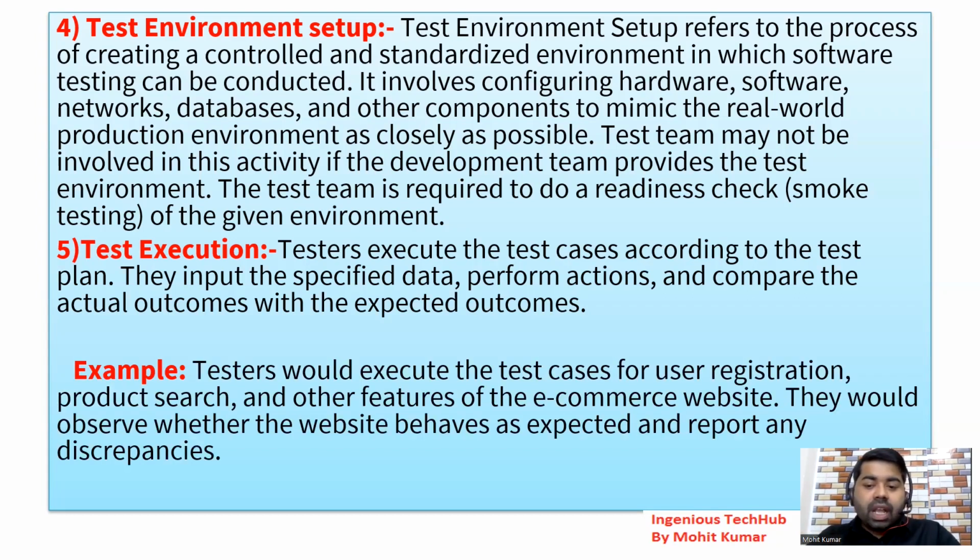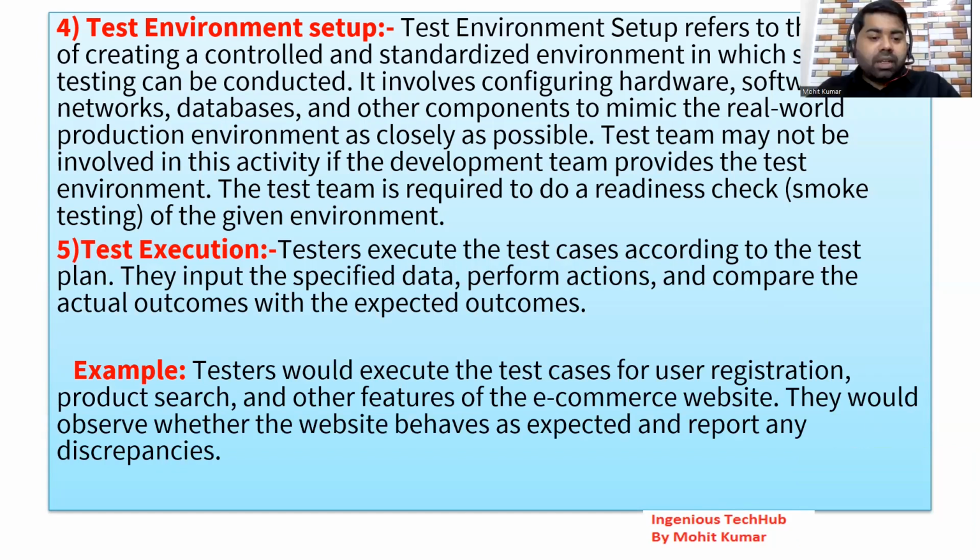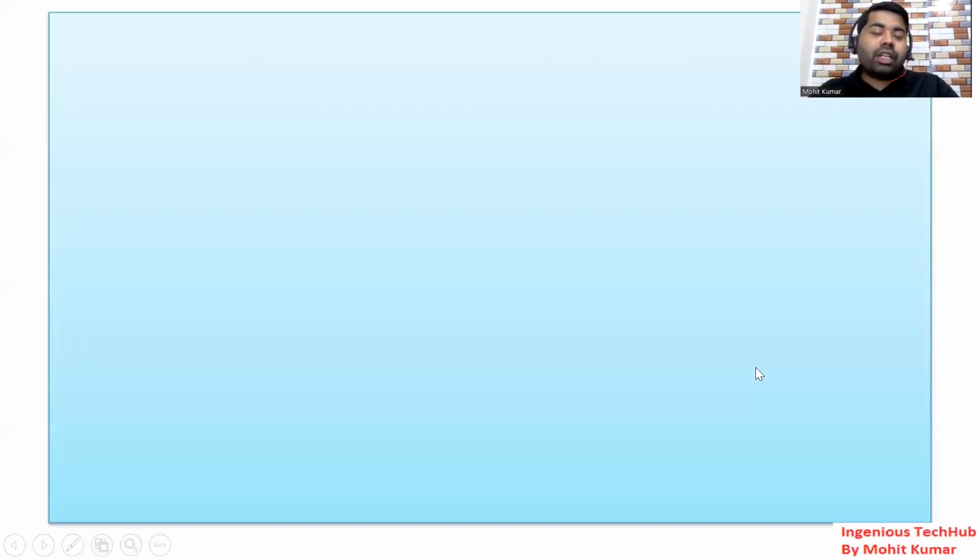Okay, so I have given one example as well. The tester would execute the test cases for user registration, product search, and other features of an e-commerce website, and they would observe whether the website behaves as expected and report any discrepancies. If you find any defect, or the actual and expected outcomes do not match, then we can raise the defect and hand it over to the developer. We will also discuss how to raise a defect, what a defect is, and what the defect life cycle is in the coming days. Here we are not going to involve everything. Okay, so this is related to the software testing life cycle.